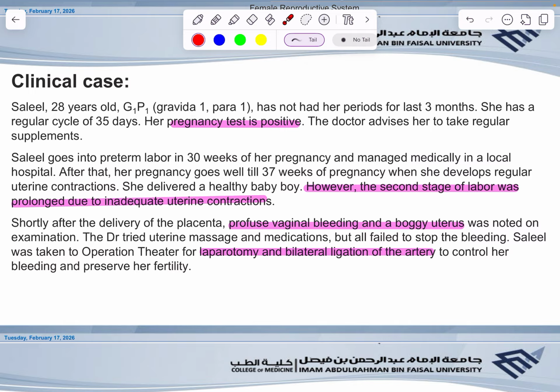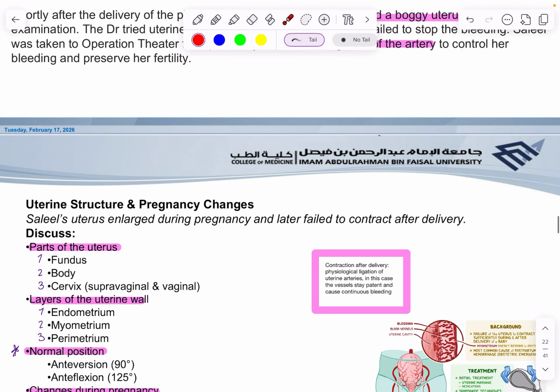فإيش اللي صار معاها؟ She delivered the placenta. صار معاها vaginal bleeding and a bug uterus. طيب وبعدين to stop the bleeding, they did a laparotomy و bilateral ligation of the artery. حنشوف why they did all of that.